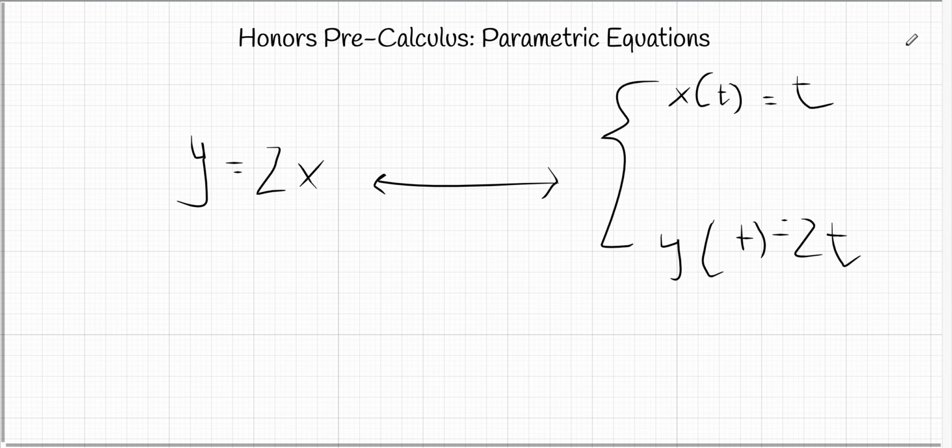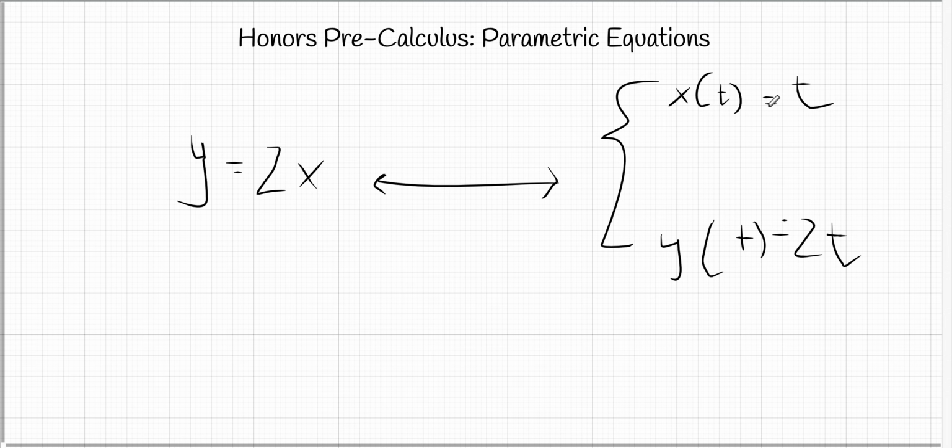Okay, let's now talk about converting between parametric and rectangular. So converting from rectangular to parametric is always going to be pretty simple. You just say x equals t and y is equal to basically the same exact function, but with t replacing x. So most likely you're not going to be asked to convert a rectangular into parametric, but let's talk about converting parametric into rectangular because that's a bit trickier.